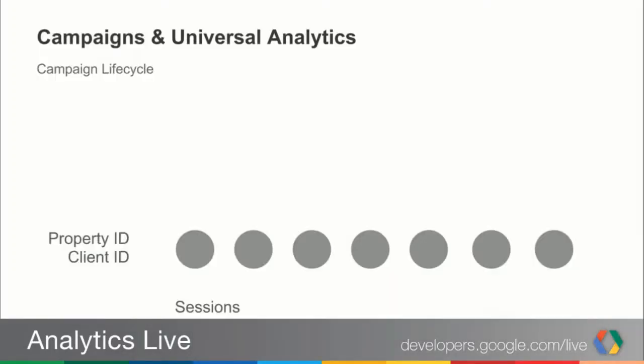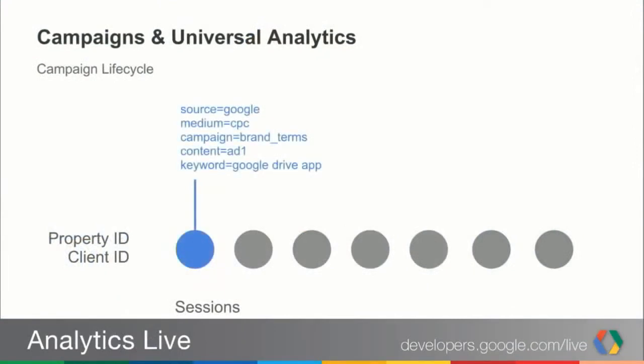So this is just a little primer on how campaigns work in Universal Analytics. It's a little bit different than how it was before. You'll see all these gray dots on the bottom. These represent sessions with your application or with your website, whatever it is. We're speaking broadly here. Each of these dots represents one user interaction with a site or an app and contains a bunch of views and events and e-commerce and other things. And we're looking at this for a given property ID and client ID.